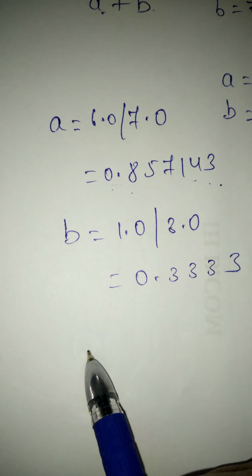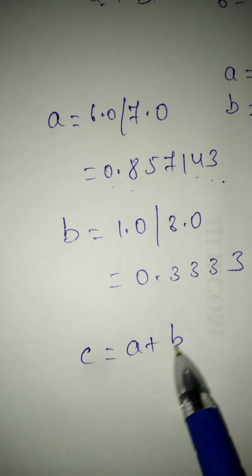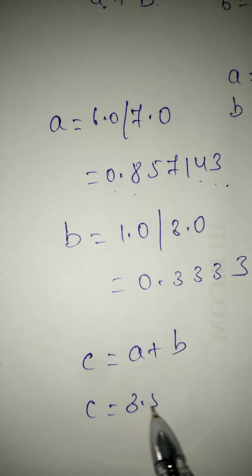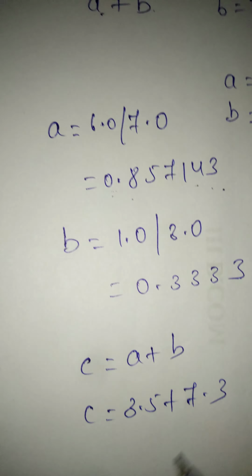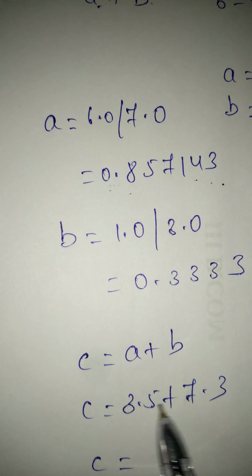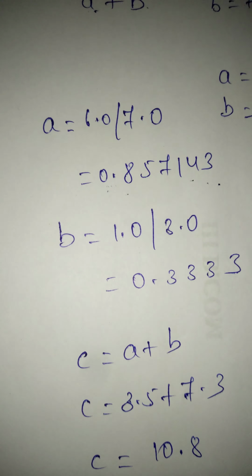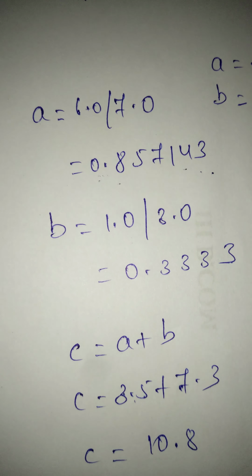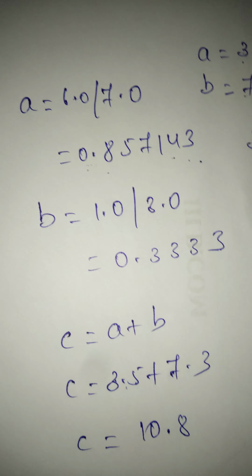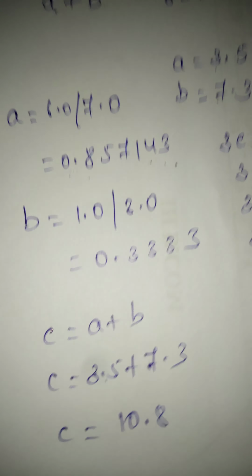For example, if c is equal to a plus b, and c is equal to, for example, 3.5 plus 7.3, then 0.5 plus 0.3 is 0.8. Then 3 plus 7 is 10. So 3.5 plus 7.3 is 10.8. These types of operations are called what?